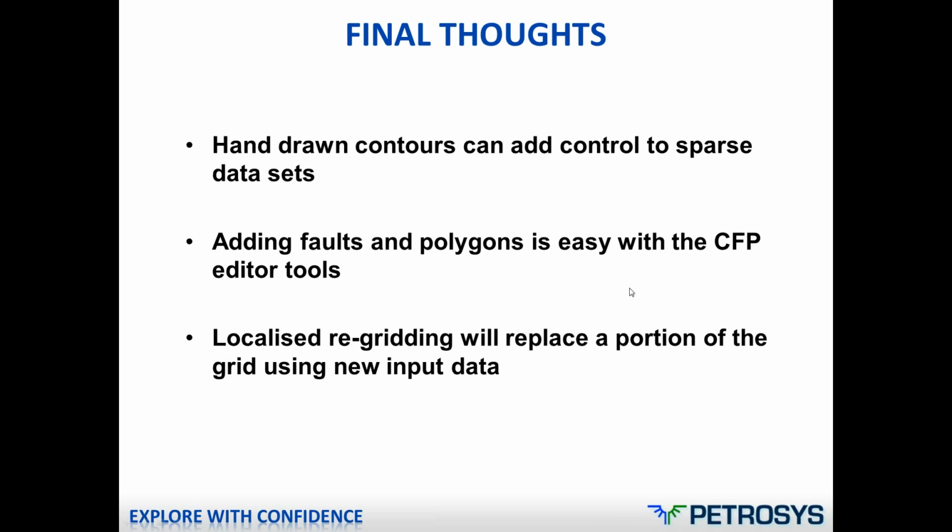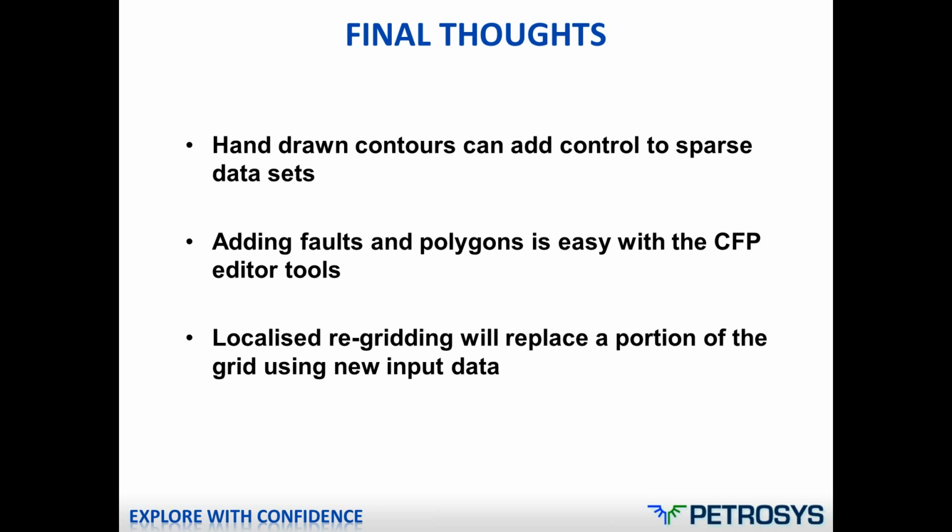And then finally we showed you how to do the localized regridding process, so we can go in, use localized regridding to replace just a small portion of the grid using some new input data instead of having to just accept whatever the first run is that Petrosys goes at it. And you can actually use localized regridding for things other than your own hand-drawn contours. You can use any input there.